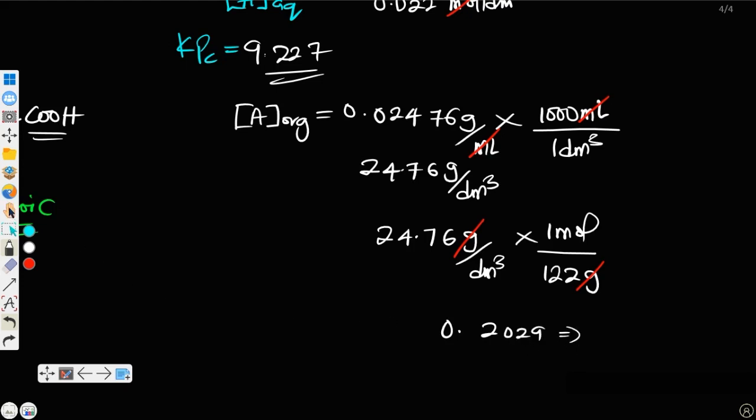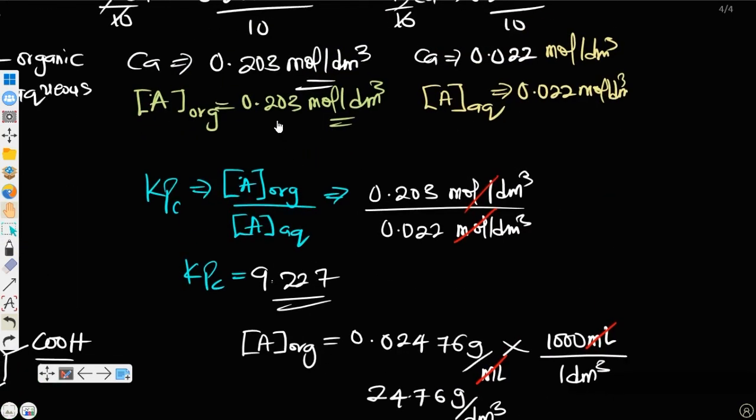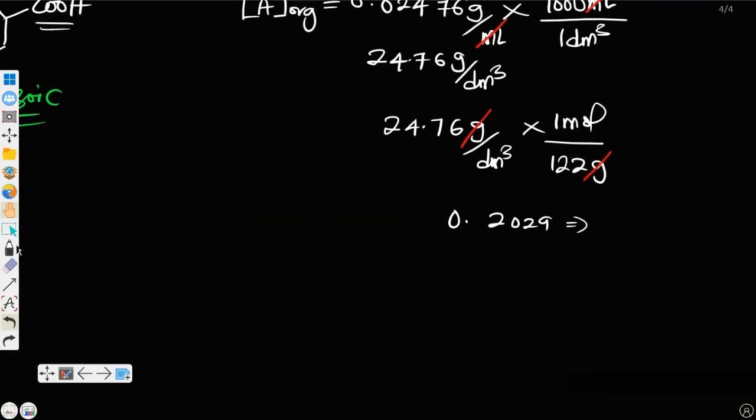Now, if you come back here and see what we got here, in that organic phase, our concentration is 0.203. Now, if you look at what we got here in mole per dm cube, it is 0.2029, which is approximately 0.203. Are you getting the mole per dm cube? So using C1V1, you still arrive at the same thing at the end of the day. But the most important thing is to understand how these conversions take place. Is that okay? So that is our concentration of the aqueous phase in mole per dm cube.